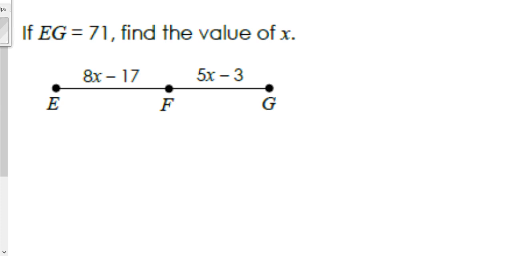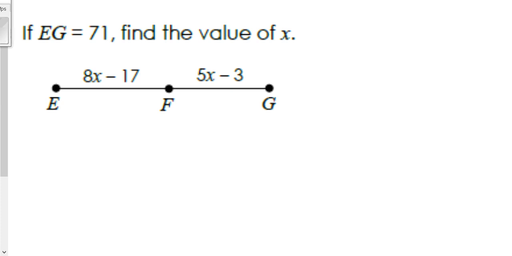Today we're going to use segment addition postulate and algebra to find missing pieces of a segment. Our problem says if EG equals 71, find the value of x. So using segment addition postulate, we're going to add parts of a segment to equal the whole segment.